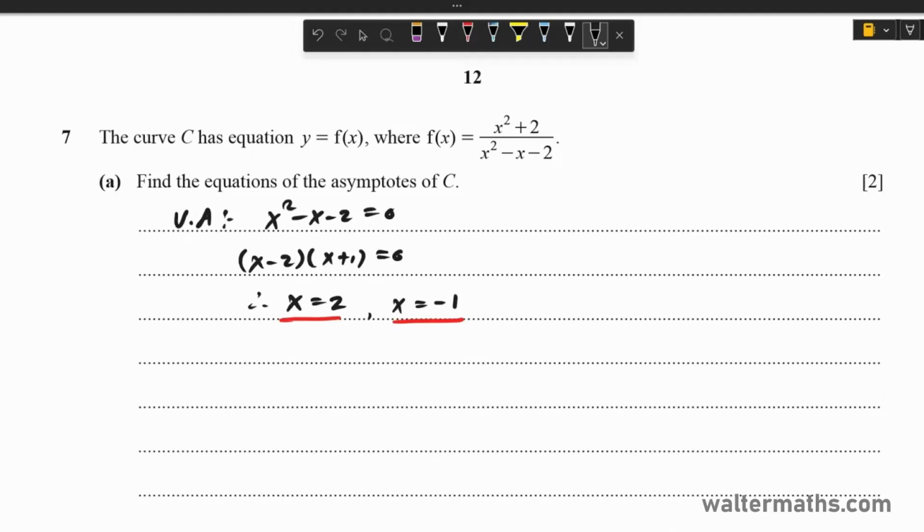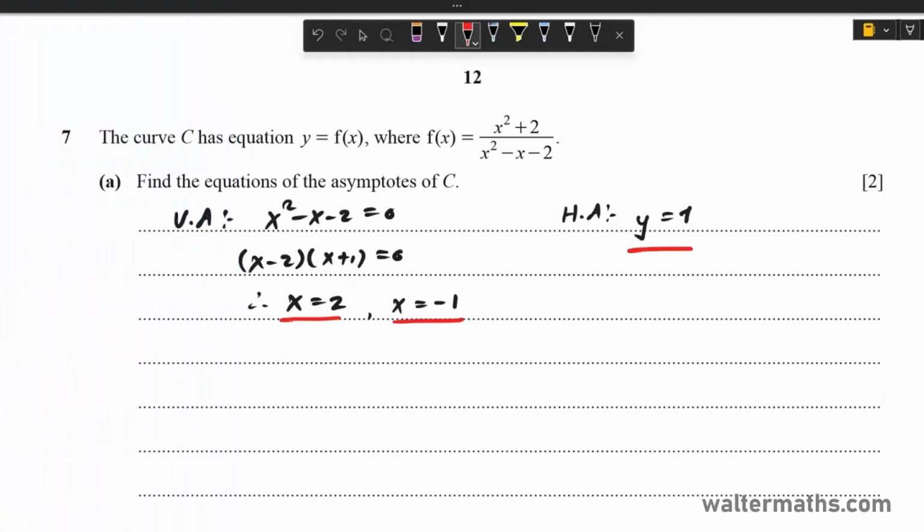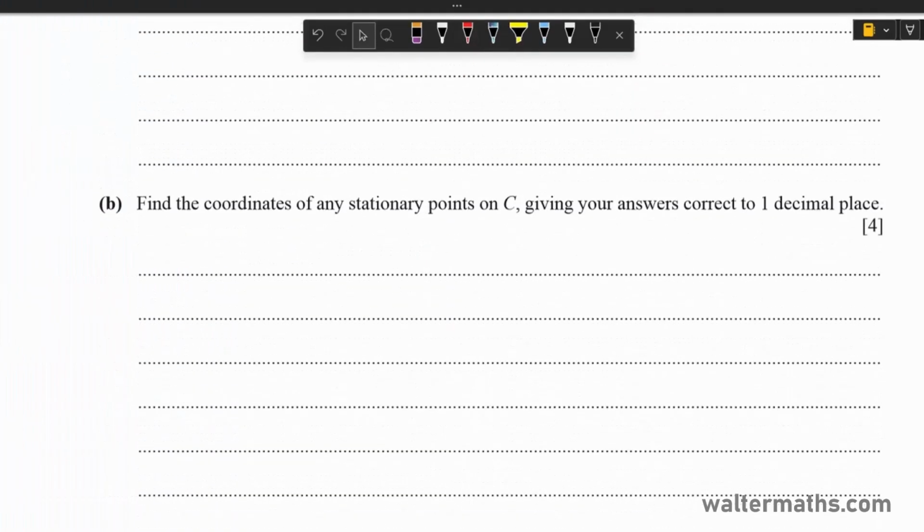Next up, we can see that we actually have a horizontal asymptote, and we can get that by dividing the coefficients of the leading terms, which is 1 over 1 in this particular case. So basically it's y is equal to 1. So that's what we have for the asymptotes. Okay, this is the horizontal asymptote. Let's go on to part B.